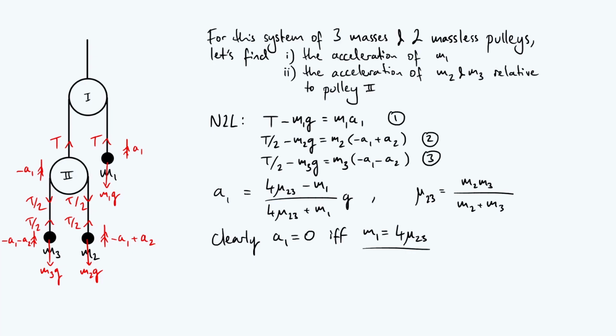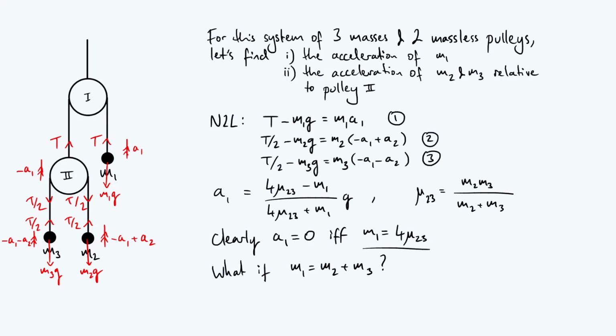So this wouldn't have been obvious really without going through all of this analysis, but the idea is that the pulley 2 system, in other words, pulley 2 and masses m2 and m3, can be sort of replaced by an effective mass of 4 mu23. So if that effective mass is equal to m1, then m1 will remain in equilibrium. But there still might be some relative motion between m2 and m3 depending on their masses.